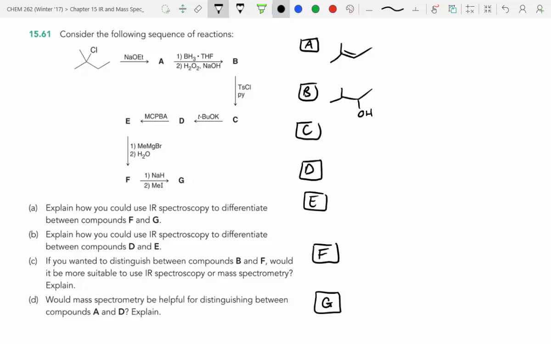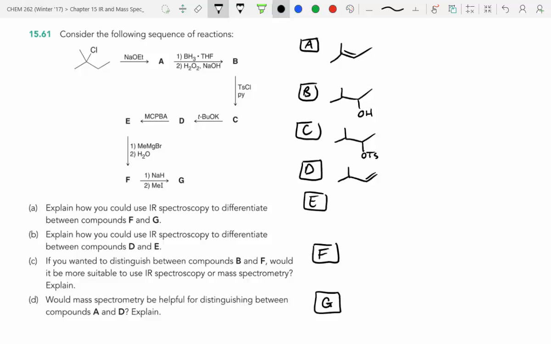And then for C, we're tosylating it. So now our alcohol is a good leaving group. And then in the next one, we're treating it with potassium tert-butoxide. Are we doing substitution? Elimination? Big bulky base. And it's going to be Hofmann, right? Okay, so we've made our alkene.